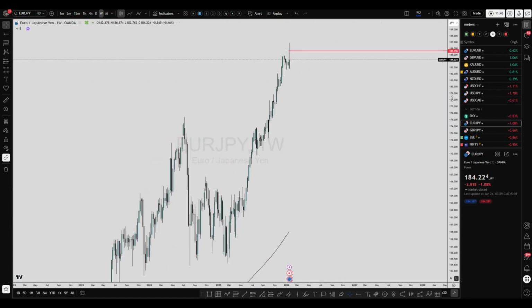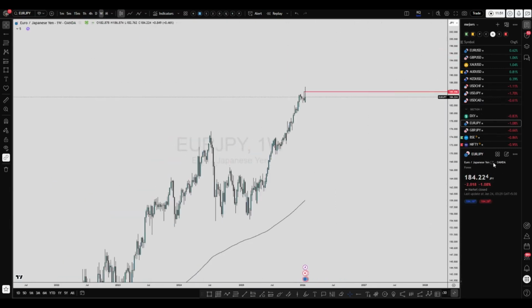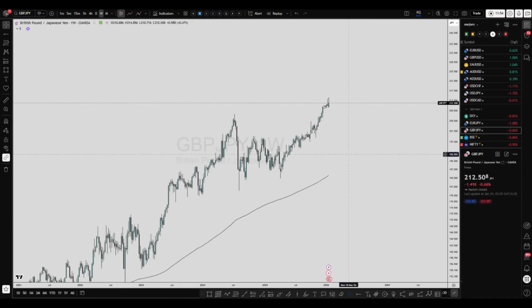I'm not looking for anything in Euro JPY and GBP JPY right now. They are just too much extended towards upside.